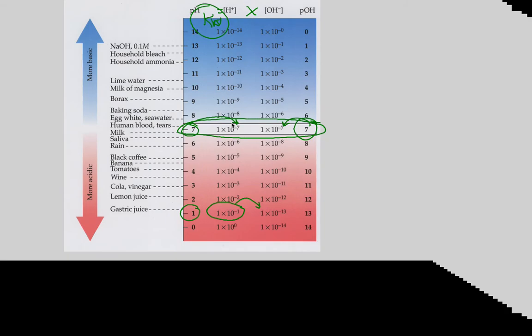But now we get into the bases. So guys, let's go to household bleach. And let's say household bleach is pH 12. So guys, pH 12 means this is 1 times 10 to the negative 12. But now conversely, the hydroxide ion concentration is 1 times 10 to the negative second. Again, those multiply to 1 times 10 to the negative 14. That's pOH of 2.